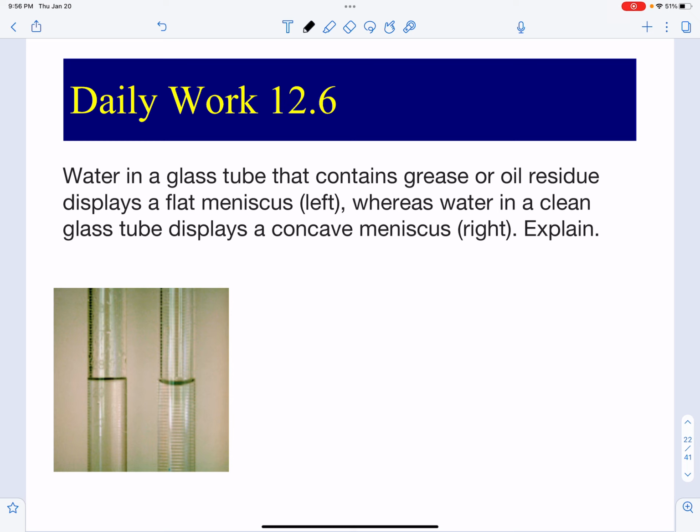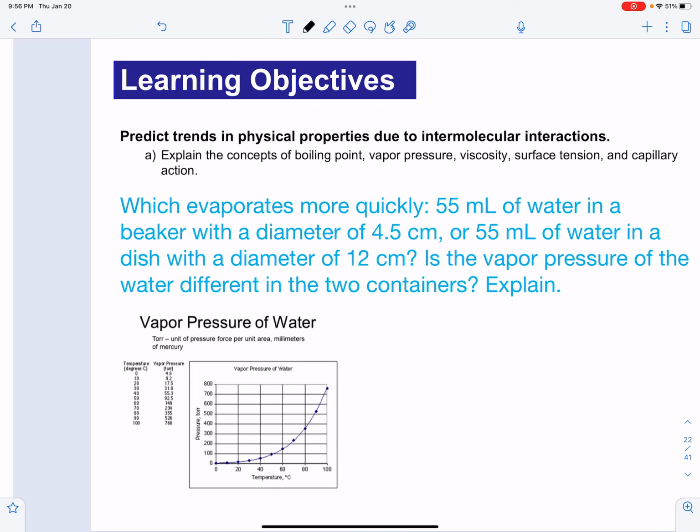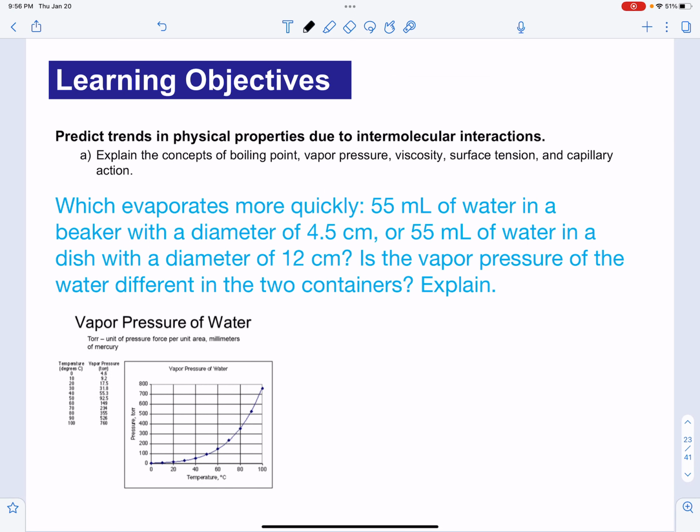So here's another daily work that you can do, using the same approach based on what you know about the property that is affecting this. Let's see another problem. Which evaporates more quickly? 55 milliliters of water in a beaker with a diameter of 4.5 centimeters, or the same 55 milliliters of water, same substance, in a dish with a diameter of 12 centimeters.